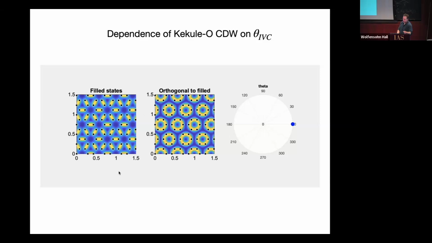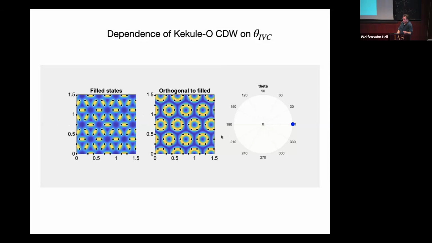So these two plots here are showing what is the density of all the occupied states, or correspondingly, you could ask what's the density of the unoccupied states. For the moment, you can just focus on what the filled states are. And then what we can look at is what does the charge density wave look like as a function of the angle of the IVC. So as I've discussed, it exactly gives this particular pattern here of some stars and then some benzene type things.